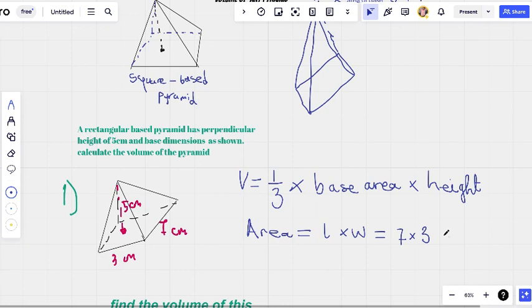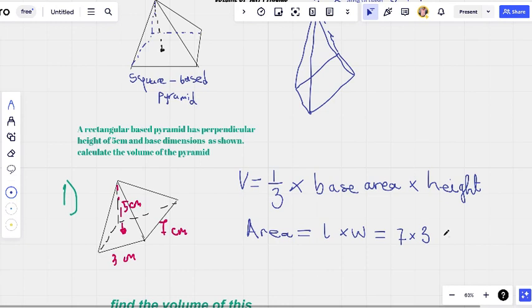If you key this into a calculator, you're going to get 106.666, so we can write 106.7. But to 3 significant figures, we get 107, right? To 3 significant figures, we get 107 centimeter cube as the volume of this pyramid. Okay, so this is how it goes.